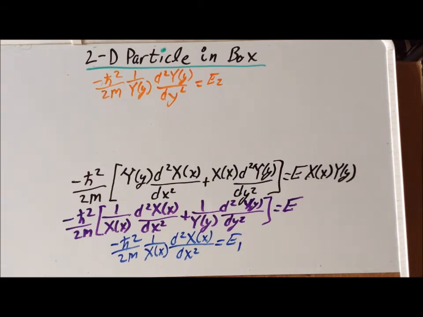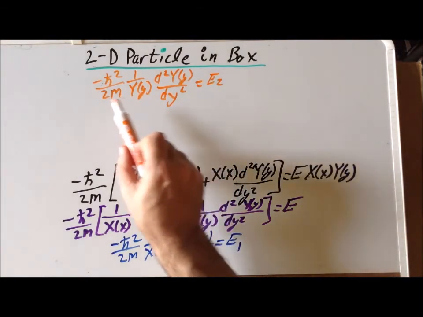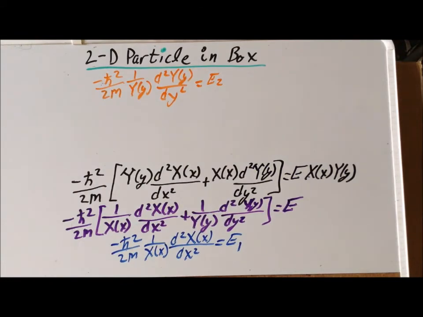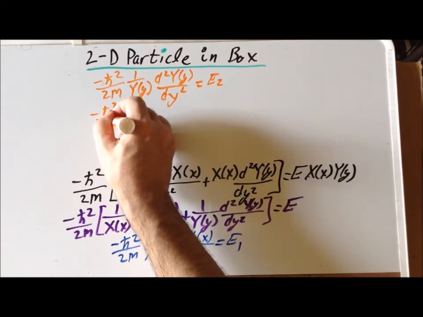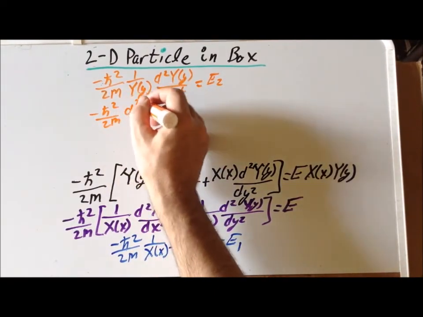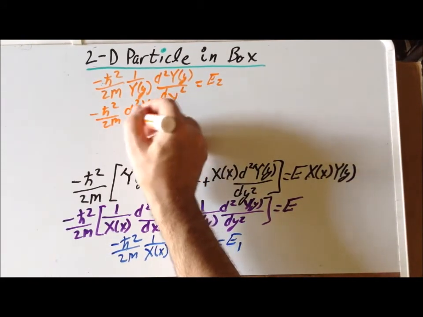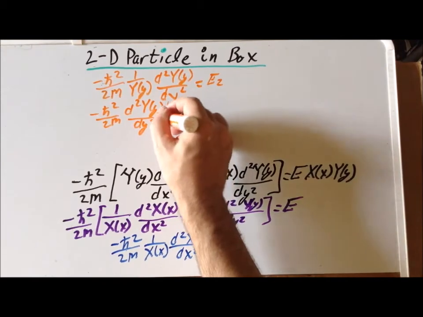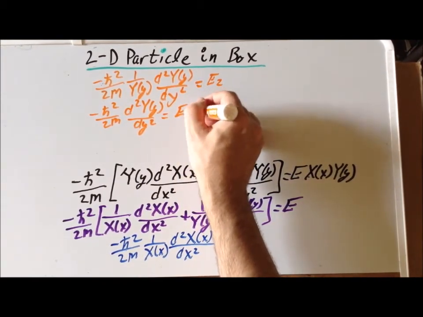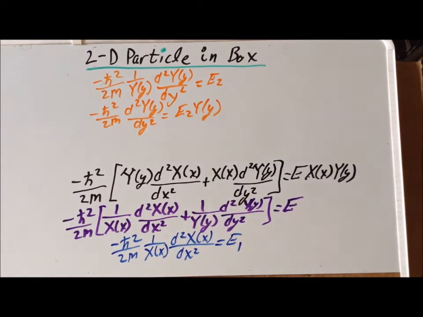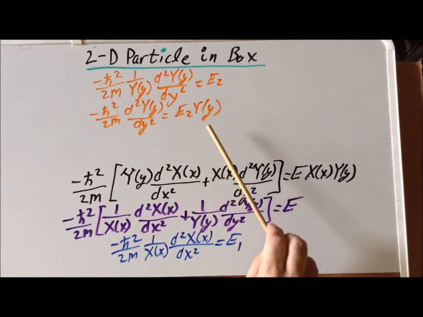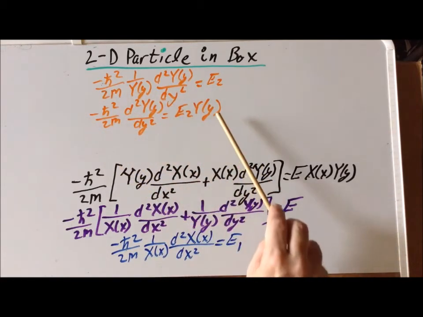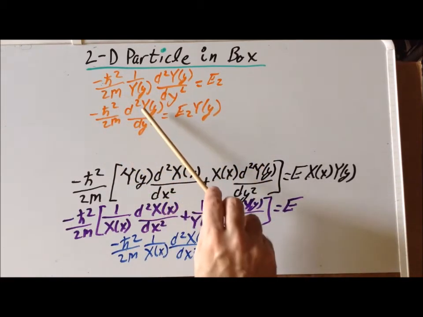So let's continue with this equation and simply multiply both sides by big Y of y. What do we get in that case? Well, we get minus h bar squared over 2m times the second derivative of big Y of y is equal to E sub 2 times big Y of y. And we should notice something here. If we simply consider big Y of y to be psi, we have the Schrödinger equation for a one-dimensional particle in the box here, where our solution psi is simply big Y of y.